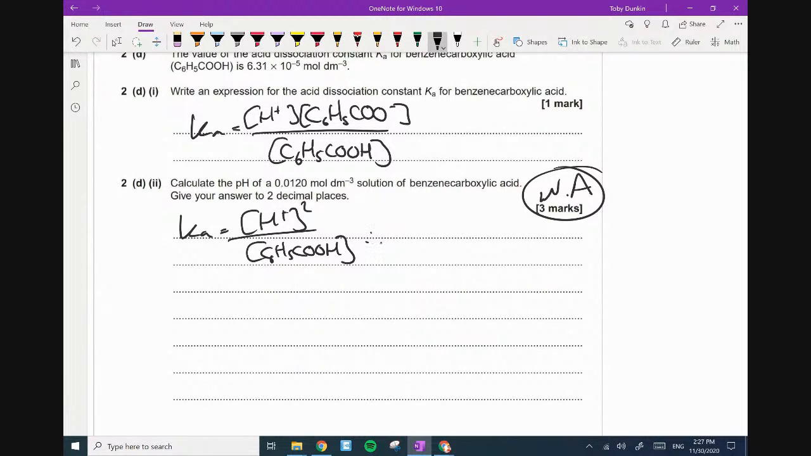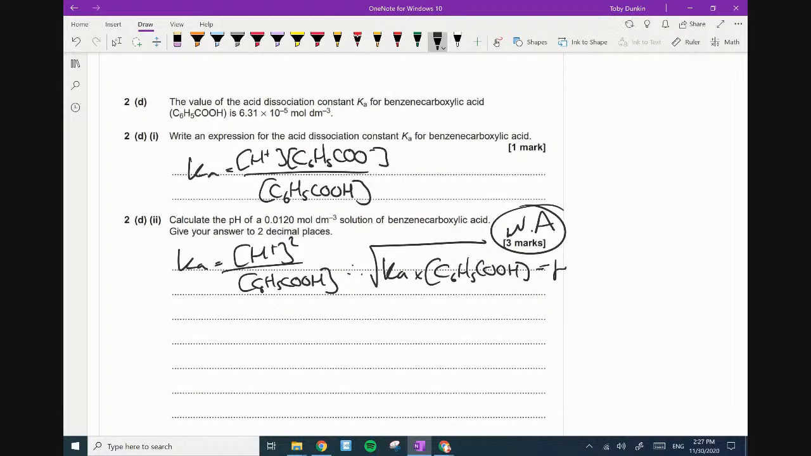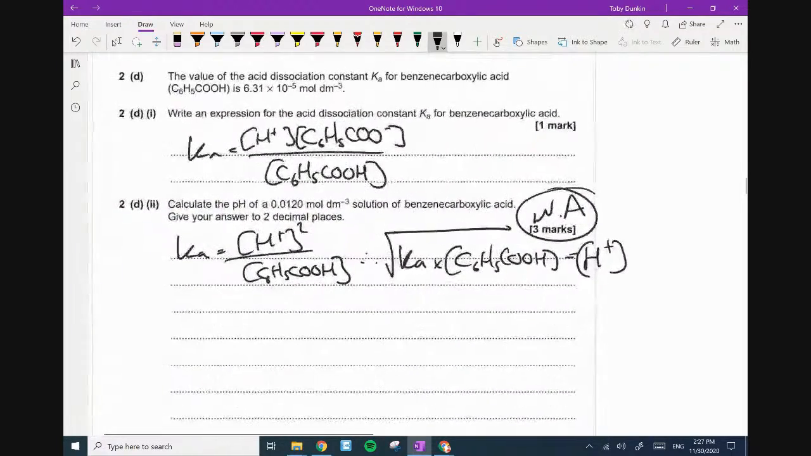So now we can input our numbers, reorganize as well. Root Ka multiplied, be careful, multiplied by the C6H5COOH. It's going to give us H plus concentration. Right, input my numbers. I'm going to use the same Ka value that we had in the previous question, 1.74 times 10 to the minus 5, multiplied by, where is it?